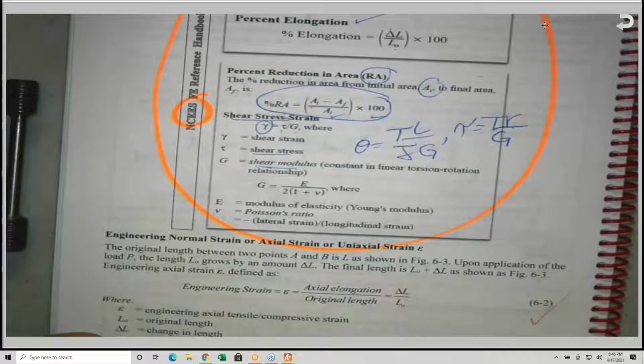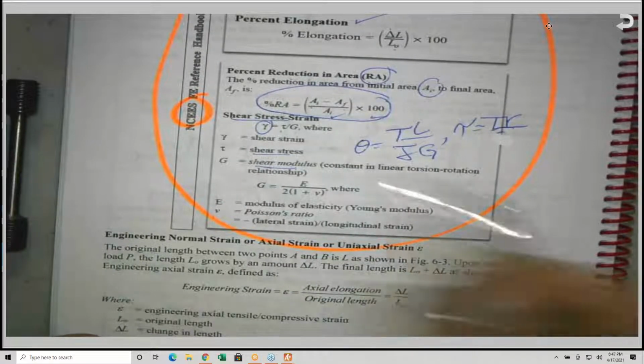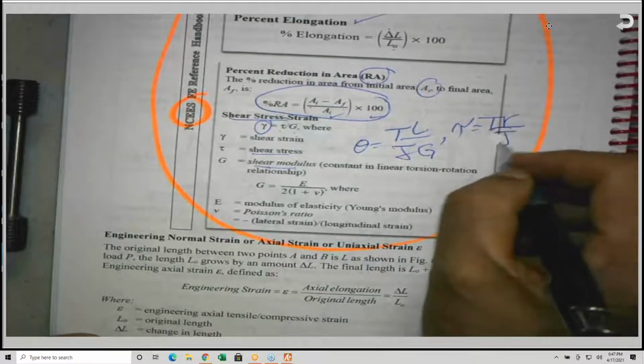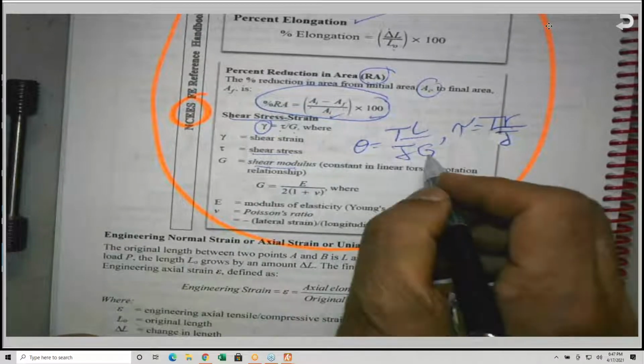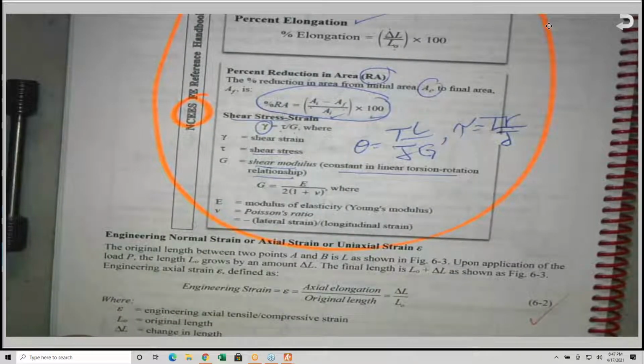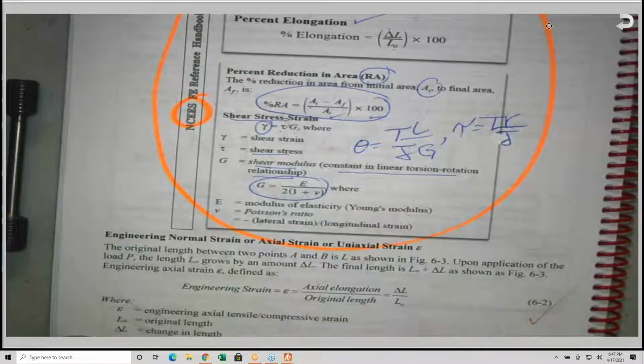No, TR, no. This equation is not correct. TR divided by J. Sorry, it seems to me that it should be TR divided by J. Yes. This is the G, the shear modulus. The shear modulus is a constant in the torsion. We're going to see the torsion test. And this is a very important equation.